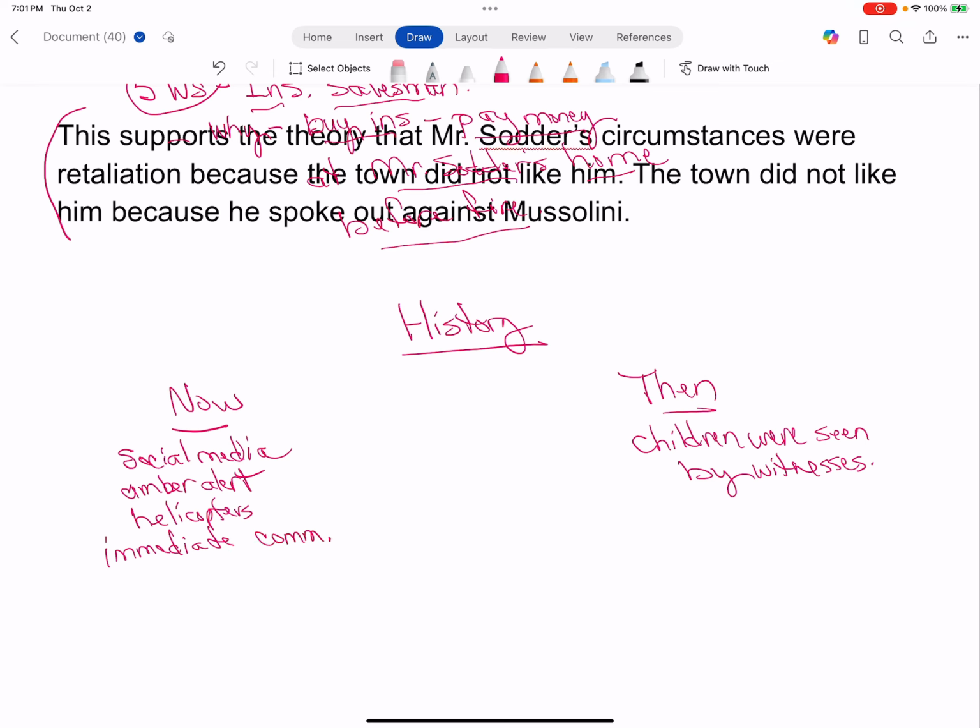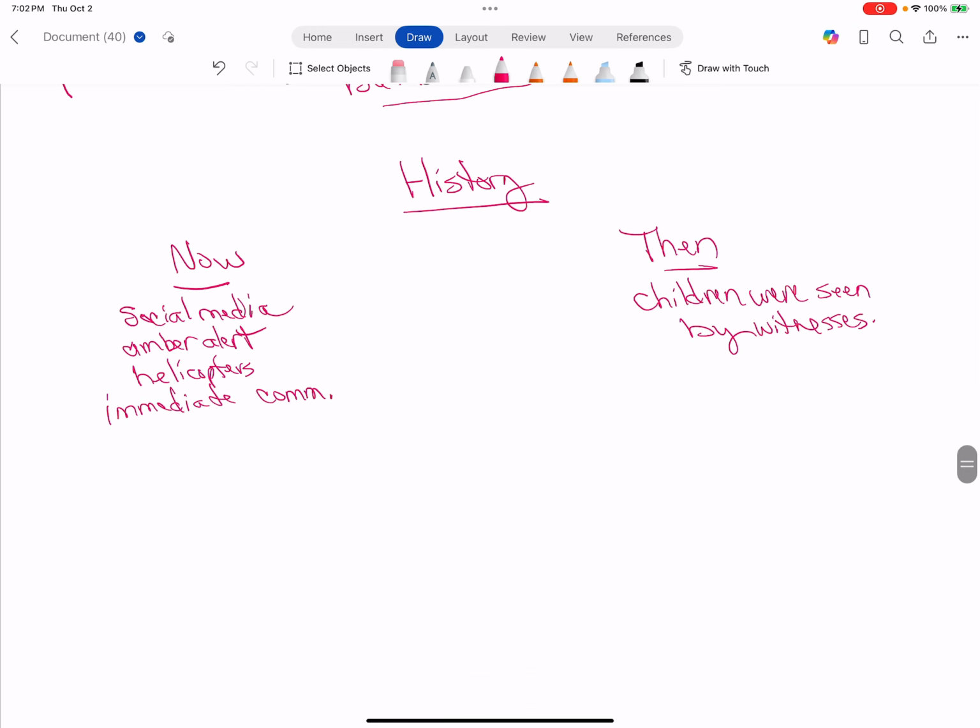So, when you say the children were seen by witnesses, and then you would elaborate back during that time frame, that would take a lot of time to get back to the Sauters, and by the time they learned where that location was, the children would be gone. Then you can say today, social media would be alerted. An Amber Alert would be put out by the law enforcement personnel. They would have helicopters, they would have dogs, they would have immediate communication, and the possibility of recovering those children would be greater. So you can do now and then. Let's do another one.